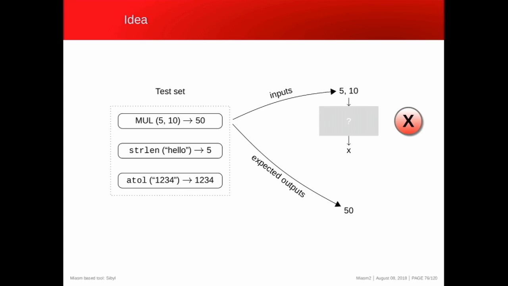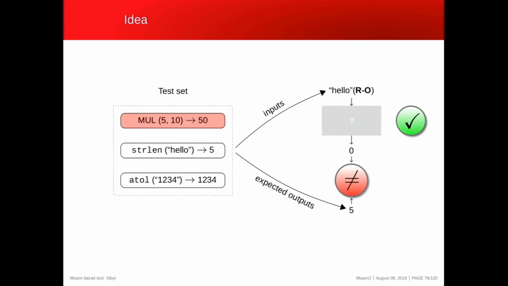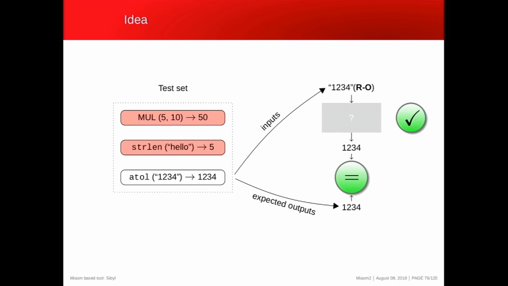So for instance, if I have a black box, I try to use the signature for multiplication with 5 by 10. I run it, it crashes, so obviously it's not a multiplication. Then I try to use strlen with the hello string as read-only in memory. It runs to the end, but returns 0, so it's not strlen. And then I try A2L with 1, 2, 3, 4 as a string in input. It runs to the end. It returns 1, 2, 3, 4 as a long. So I can say, okay, this is the expected output for A2L signature.